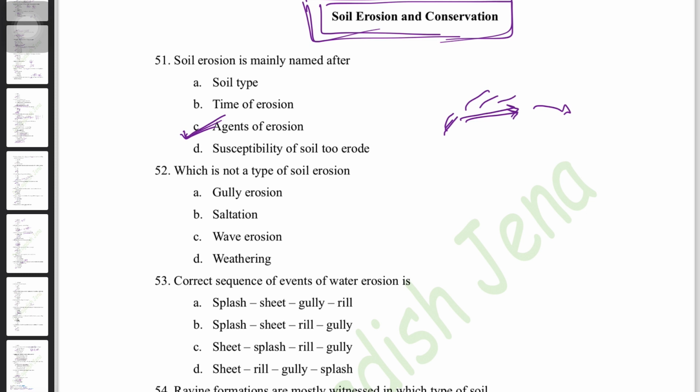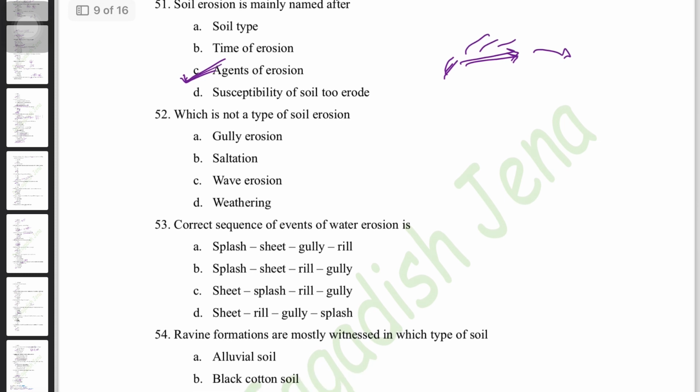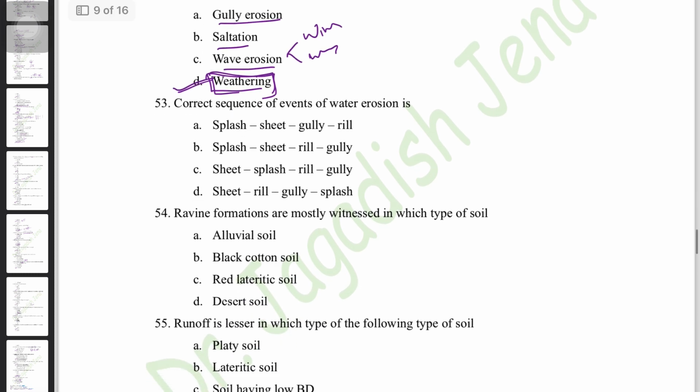Next question, which is not a type of soil erosion? Gully erosion is a type of water erosion. Saltation is a type of wind erosion. Wave erosion consists of erosion by wind and water. Weathering is not a type of soil erosion, that is a type of soil formation.